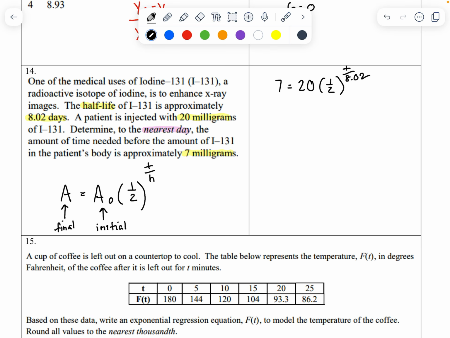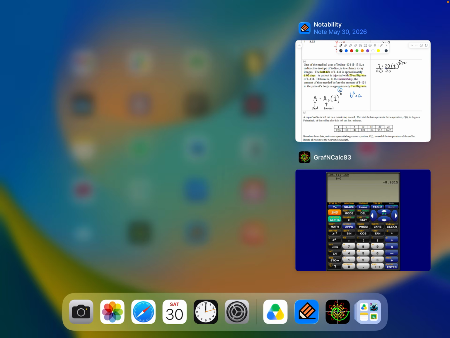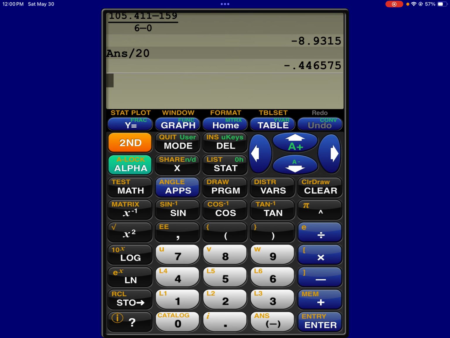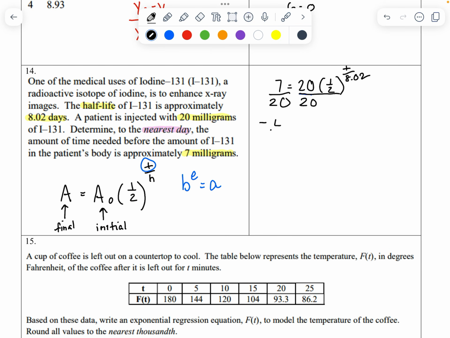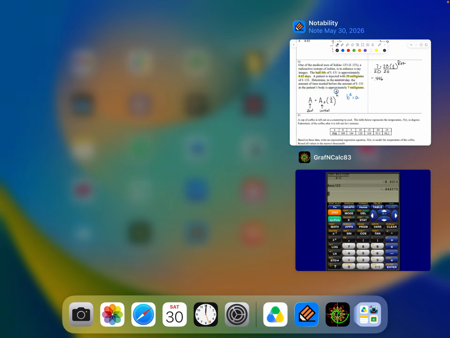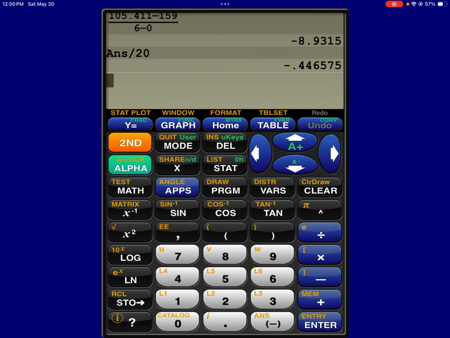Now this is going to be logs, because logs is always when you're solving for an exponent. And logs always have 3 parts. They have a base, an exponent, and an answer. So in this case, that 20 is not doing anything for us, so we're going to take that 20 and divide it over. So 7 divided by 20 is negative 446 575.